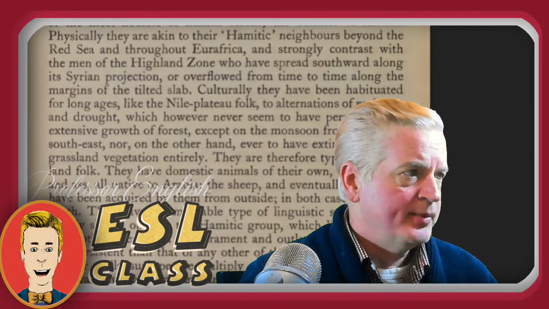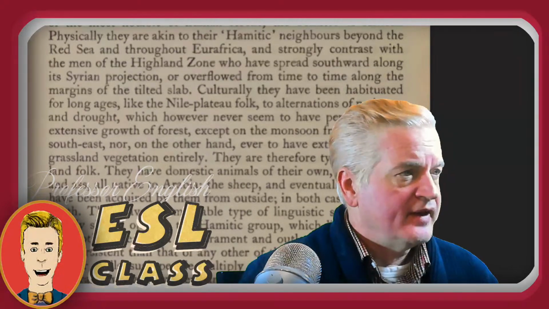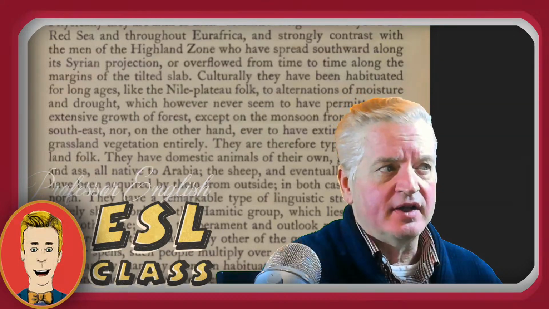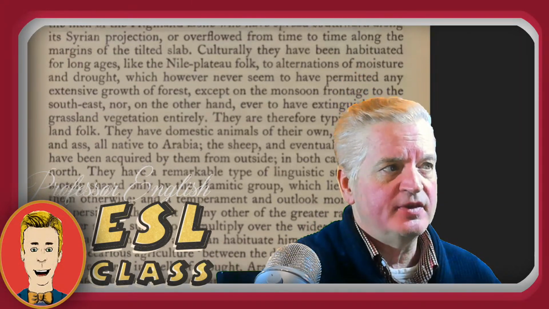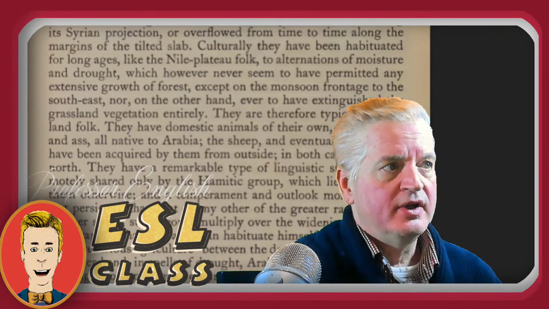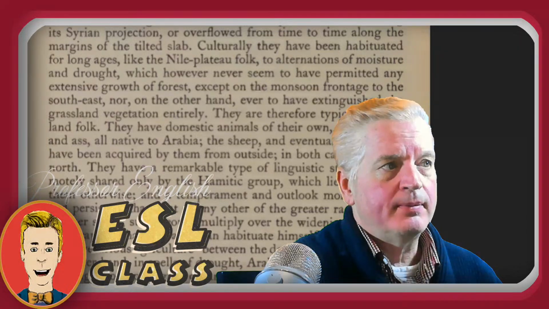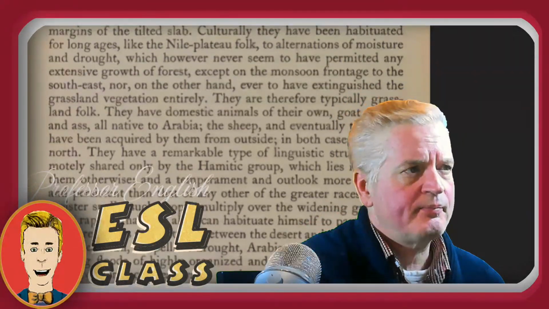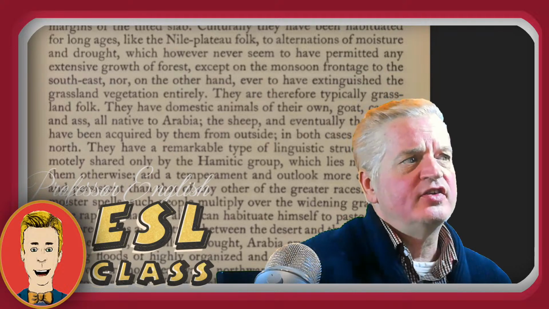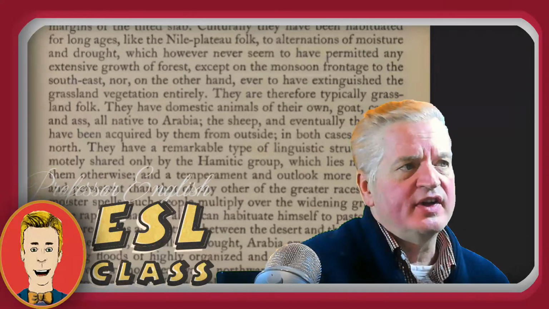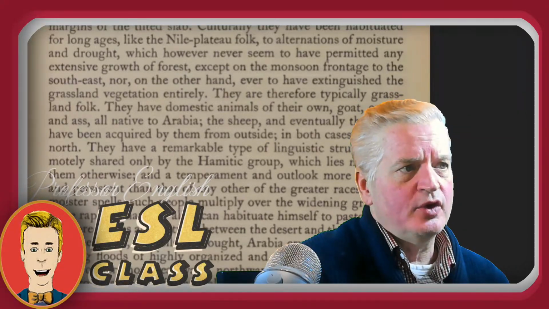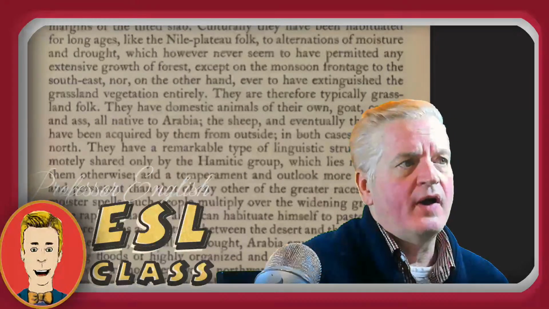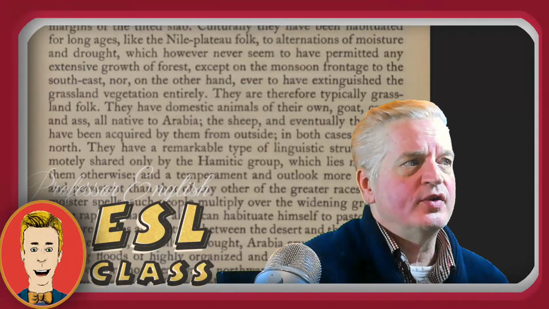Culturally, they have been habituated for long ages, like the Nile Plateau folk. So they're making a distinction between, it seems, the people in Egypt and the people who occupy the Arabian Peninsula and that area. To alternations of moisture and drought, which, however, never seem to have permitted any extensive growth of forest except on the monsoon frontage to the southeast.